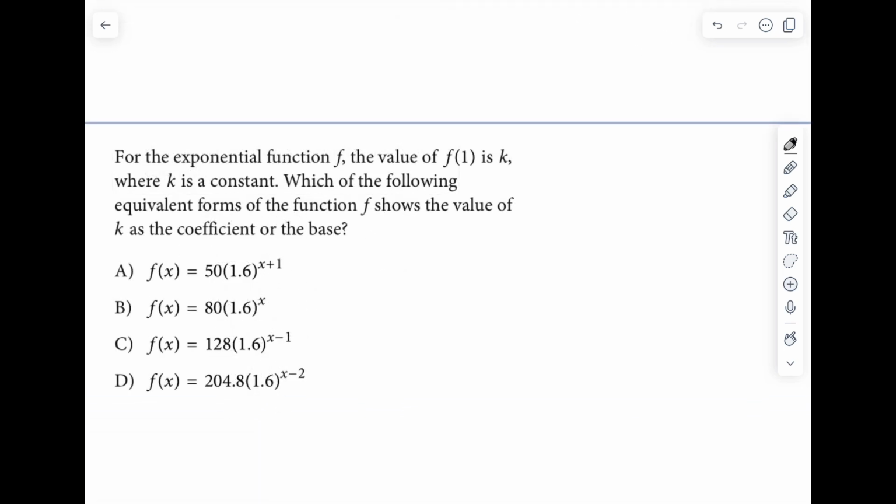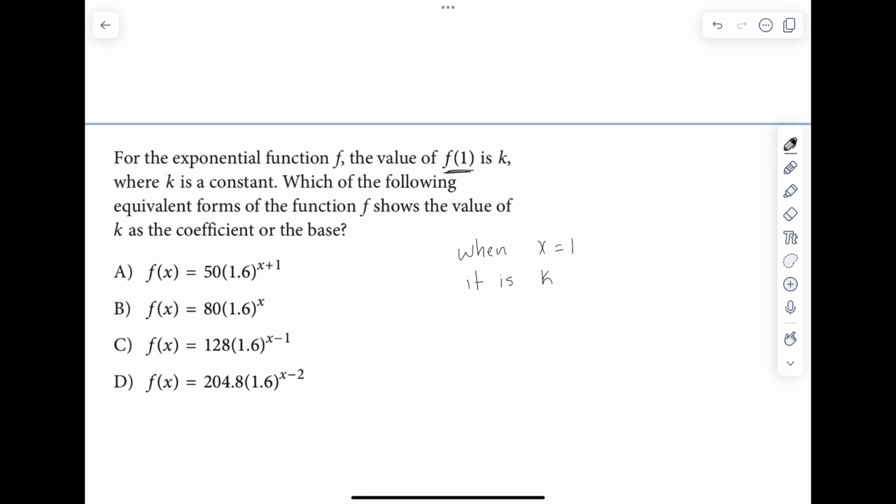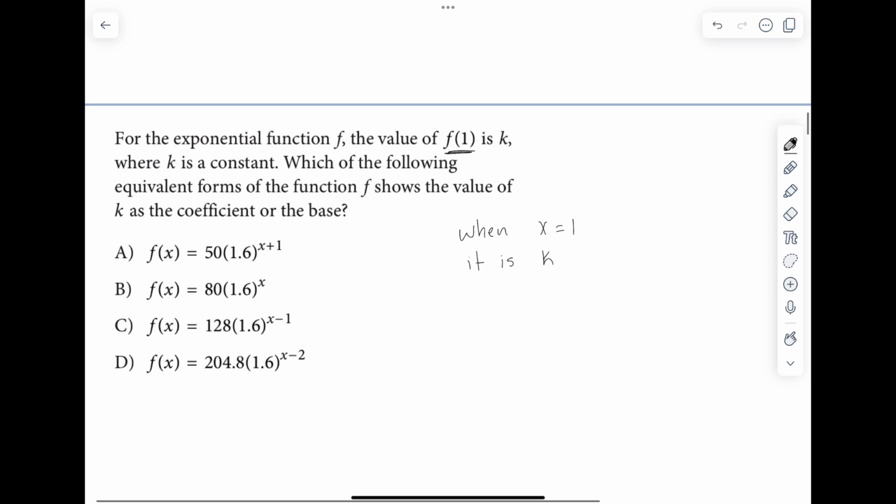So for the exponential function f, the value of f of 1 is k, where k is a constant. Which of the following equivalent forms of the function f shows the value of k as a coefficient or base? So what they're trying to say is which one shows k in the original function when it says coefficient or base. So we know that when x is equal to 1, the function is equal to k. So that's what we're trying to find. So the best way to go about this one is to just plug in values. So for a, let's just plug in 1.